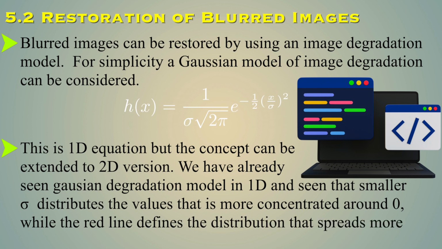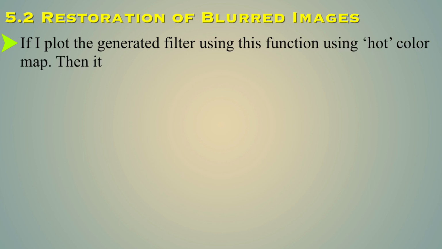2D filter model. So, this is a 1D equation, but the concept can be extended to 2D version. We have already seen the Gaussian degradation model in 1D and seen that the smaller sigma distributes the values more concentrated to 0, and the larger sigma spreads more. So, more sigma approaches a uniform distribution. If I plot this function in 2 dimensions using the hot color map, how will this look?